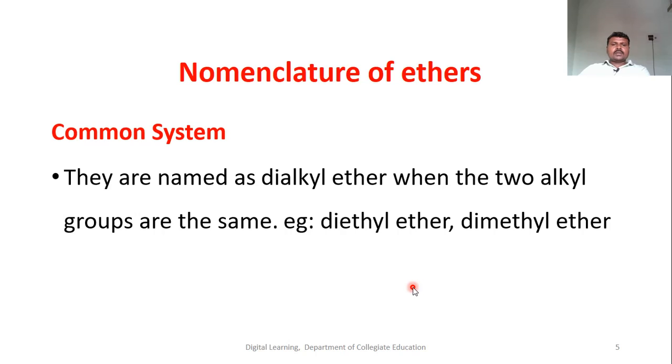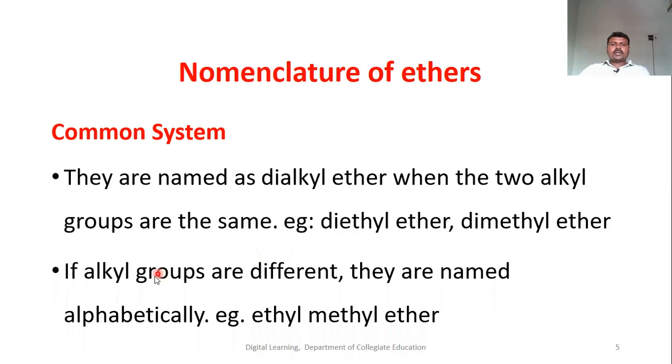Nomenclature of ethers. There are two types of systems for naming organic compounds. The first one is the common system and the other one is the IUPAC system. In the common system, simple ethers are named as dialkyl ether. For example, diethyl ether, dimethyl ether. If the alkyl groups are different, they are named in alphabetical order. For example, ethyl methyl ether.